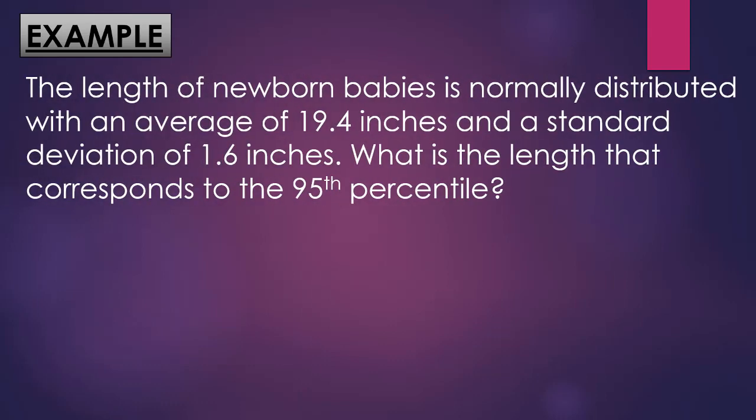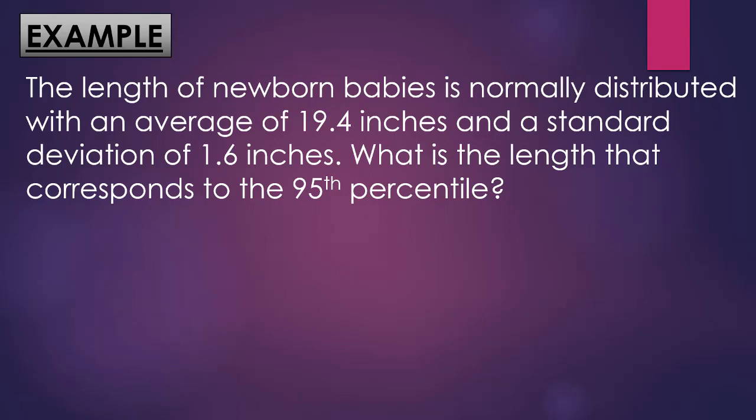Okay, so let's take a look at a new example. The length of newborn babies is normally distributed with an average of 19.4 inches and a standard deviation of 1.6 inches. What is the length that corresponds to the 95th percentile? Wow, we haven't seen percentiles in a while. That was back in section 2.5. But we should still be able to do a problem like this.